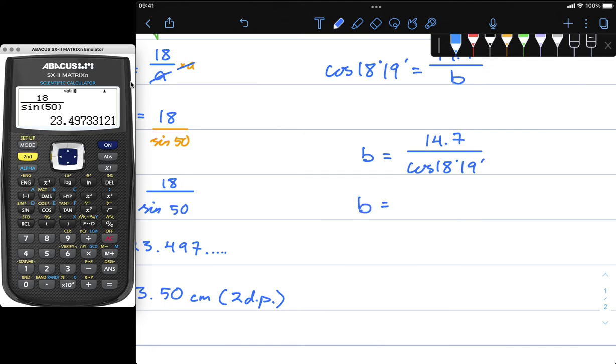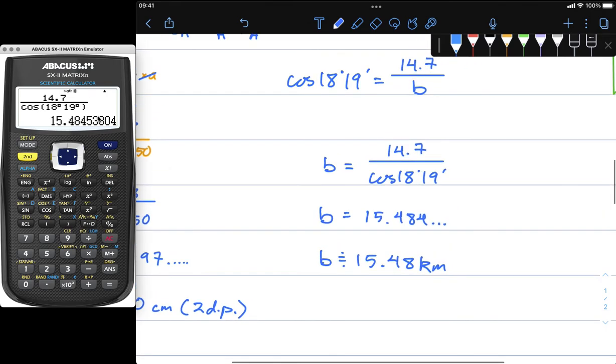So B is equal to, typing it in, fraction 14.7 over cos 18 degrees 19 minutes, making sure we close that bracket because there are errors that happen when you don't. We get 15.484, and rounding to 2 decimal places, 15.48. Let's just say this one's in kilometers because we don't have any units for this. Rounding it off to 2 decimal places.